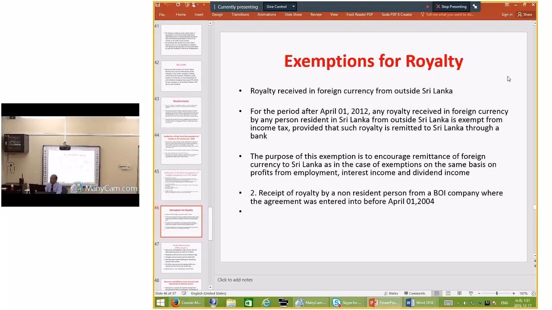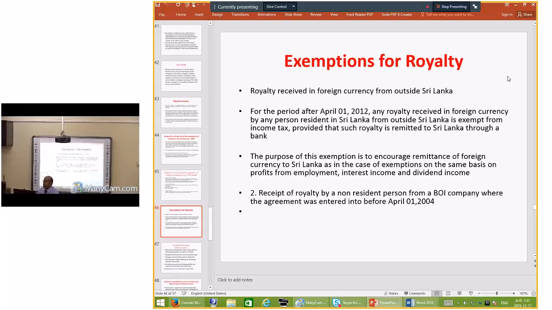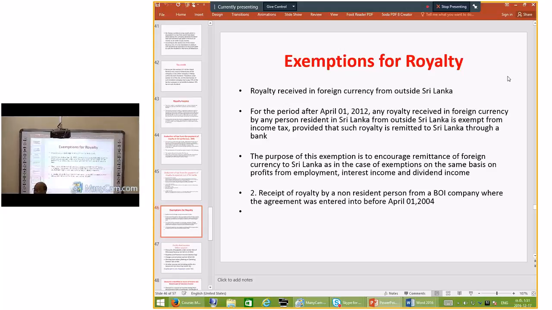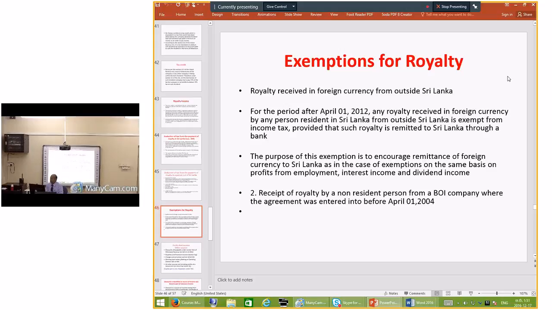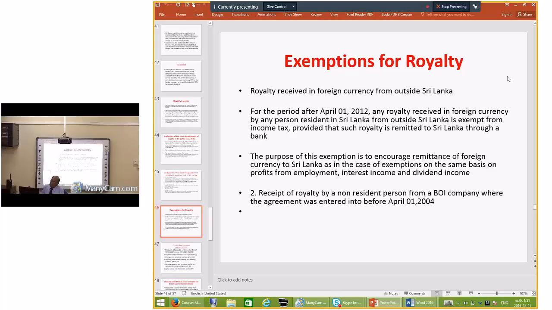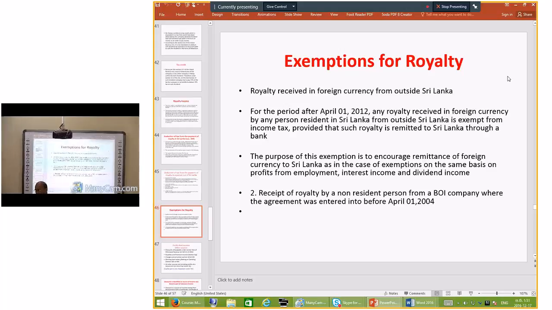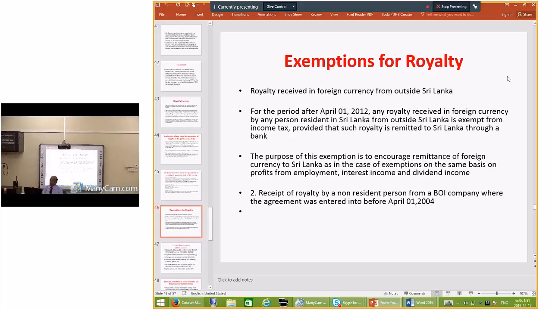Say again, the receipt of the royalty by a non-resident person from a BOI company where the agreement was entered into before April 2004. Now any agreement entered after the 1st April 2004, and the company paid royalty, in such royalty in the recipient's hand is subject to taxes. But this one, 2005, now any royalty received by the BOI company is subject to taxes. This is the requirement.